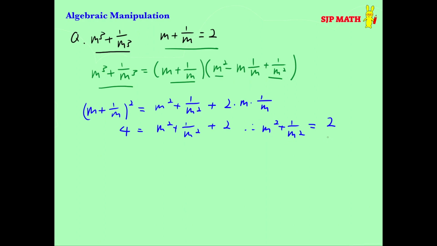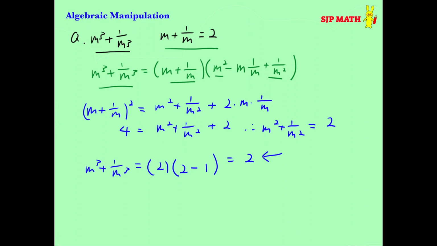So we found m squared plus 1 over m squared, which is very neat because we can just plug it into this formula. So this is just 2. m squared plus 1 over m squared is 2, minus m times 1 over m, which is 1, which is equal to 2. So that will be our answer to this problem.